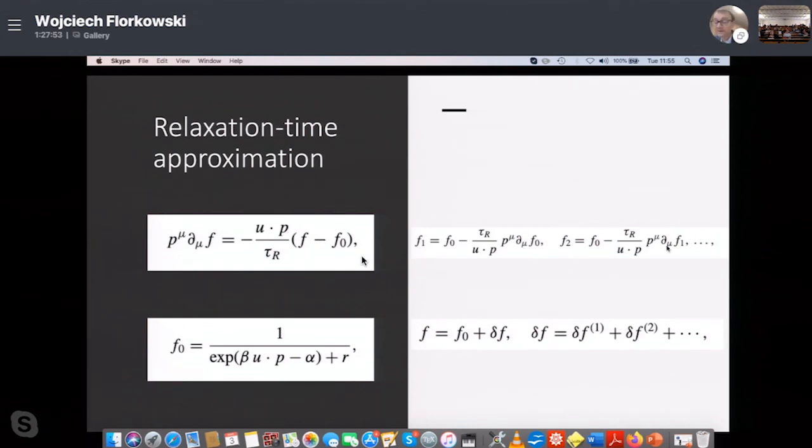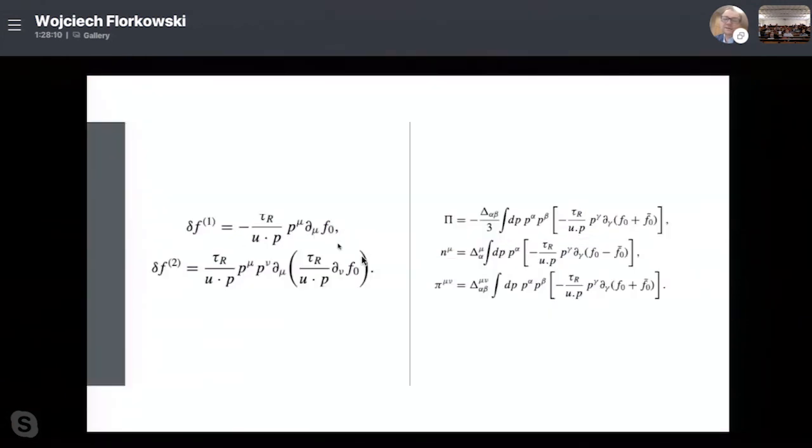But if you go to the second order in gradients, we get the Israel-Stewart form of the equation. So this is quite attractive, and this was worked out by Amaresh. The idea is that you have this correction, and then you can simply calculate the bulk pressure, the corrections to the current, and the shear stress tensor by the integral over the corrections to the distribution. So everything requires some careful analysis and keeping all those terms.